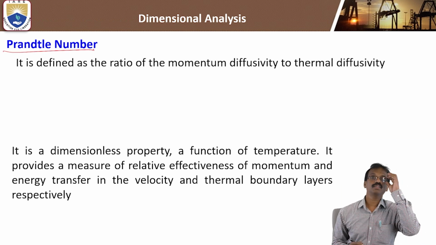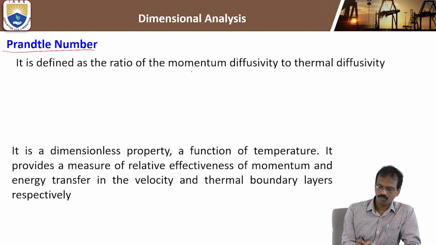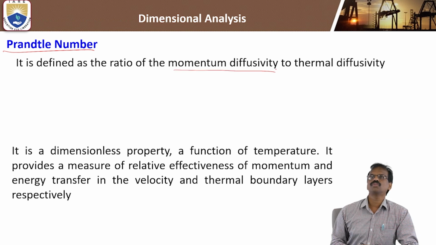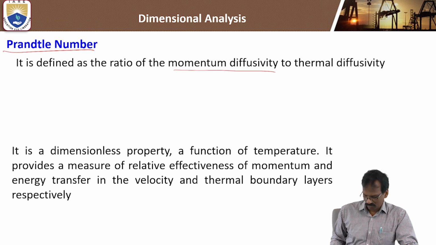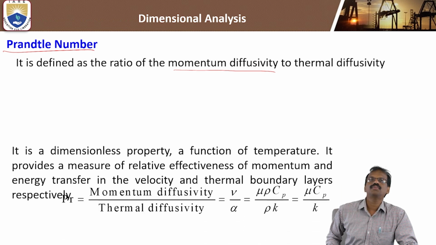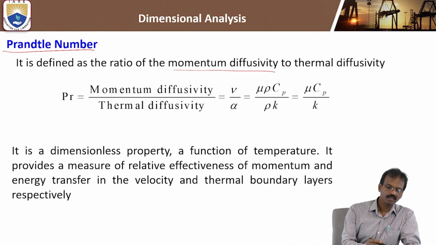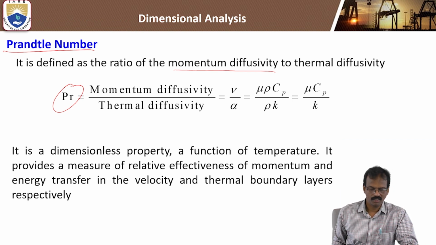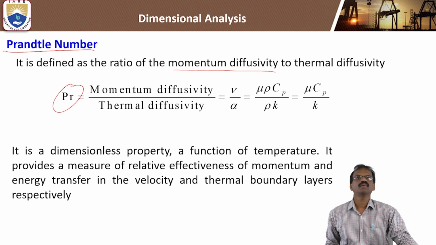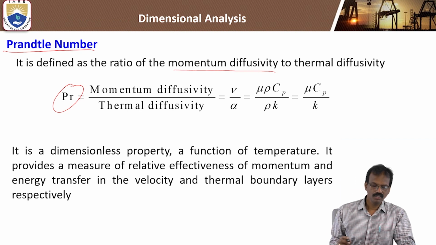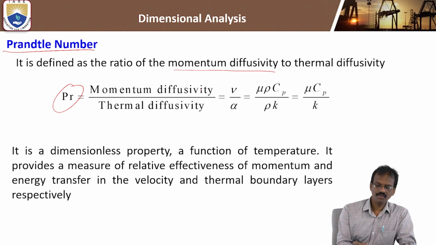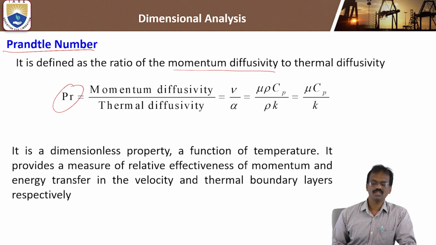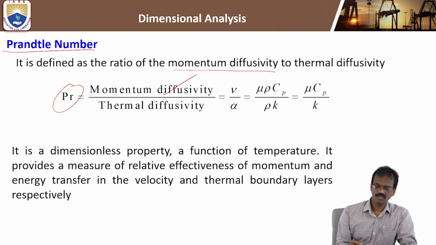The Prandtl number is defined as the ratio of momentum diffusivity to thermal diffusivity. So this is the formula. The Prandtl number is represented by Pr, while Re is the Reynolds number. So Pr is equal to momentum diffusivity by thermal diffusivity. Momentum diffusivity is nu, by alpha. You know that alpha is the thermal diffusivity.